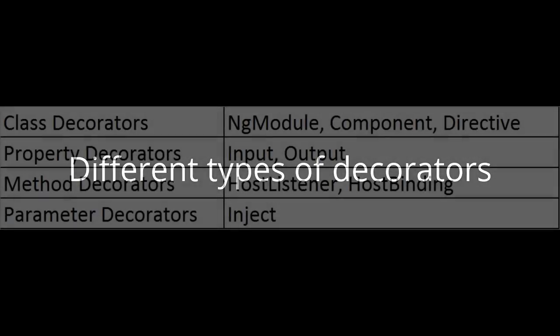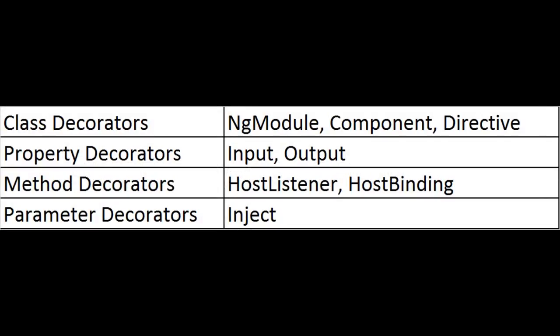What are the different types of decorators available in Angular? In Angular, we have four types of decorators, namely class decorators, for example @NgModule, @Component, @Directive. Two, property decorators like @Input, @Output. Third, method decorators like @HostListener, @HostBinding. And the fourth and final one is parameter decorators, @Inject.